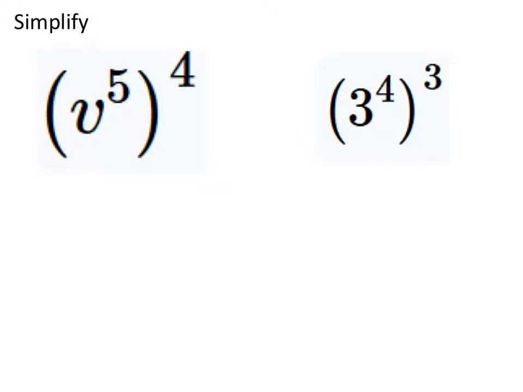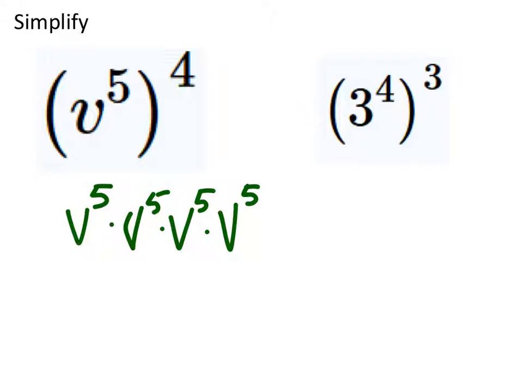Okay, this is, I would say, the power of a power rule. Some people just call it the power rule, which is what that slide said. It's v to the 5th four times, right? So I got v to the 5th, but we got 4 of them. And this is expanded, right? We're not going to expand all those 5's because there's so many of them.